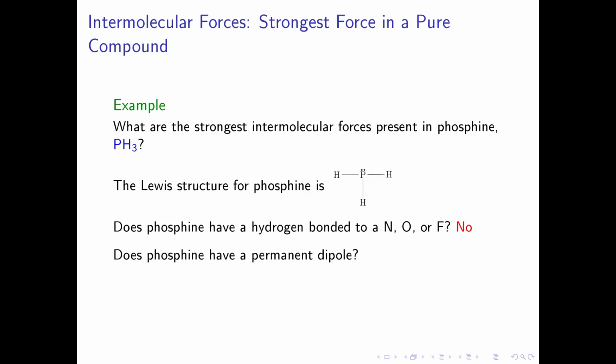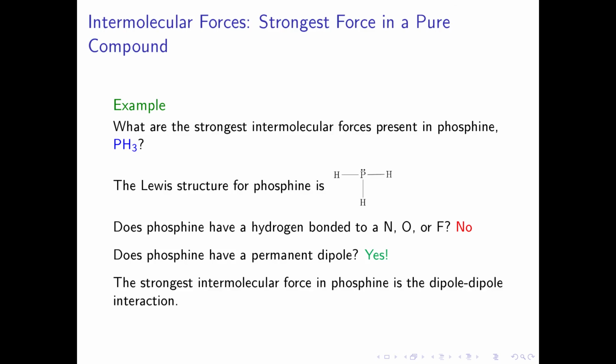Does phosphine have a permanent dipole? Due to the fact that the phosphorus has a lone pair, we see that phosphine does indeed have a permanent dipole. Therefore, the strongest intermolecular force in phosphine is the dipole-dipole interaction.